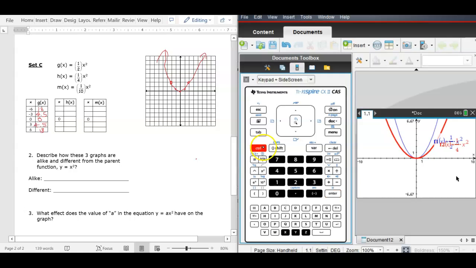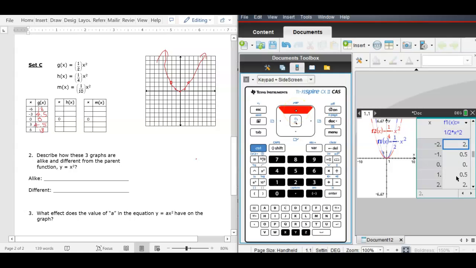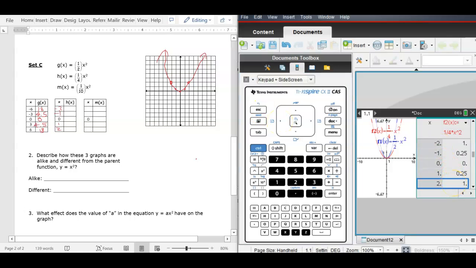So let's see how that's wider. Control T for a table. All right, let's put these points in here. Negative 2, 2, negative 1, 0.5, 0, 0, 1, 0.5, 2, 2. All right, negative 2. Oh, actually, my bad. We want to make sure we go over to the right function, so that this function, here we go. Negative 2, 1, negative 1, 0.25, 0, 0, 1, 0.25, and 2, 1. Yeah, this one's going to be wider.